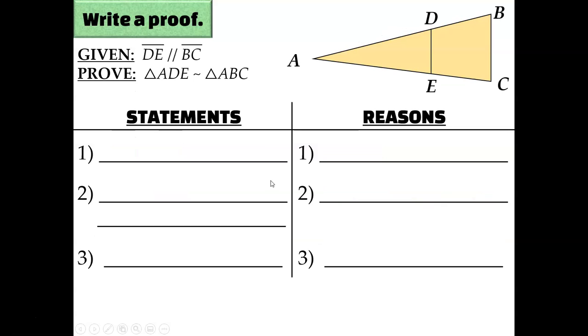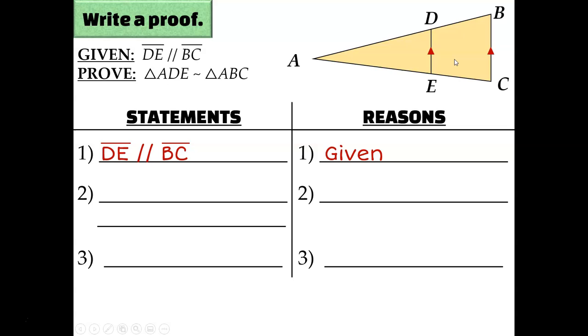Our next proof, we're told that DE is parallel to BC. Let's label that on the diagram. And our goal is to again prove that the little triangle is similar to the entire triangle. Well, we weren't told anything about the side lengths of any of these segments, so there's really no way for me to show that I have proportional sides. Instead, I need to be looking for two pairs of corresponding angles that must be congruent. And that's pretty easy to find when you're given parallel lines.